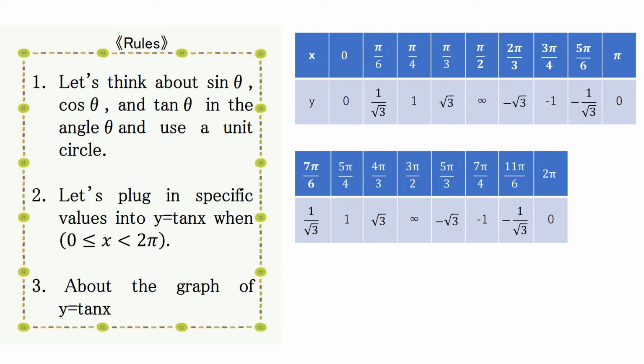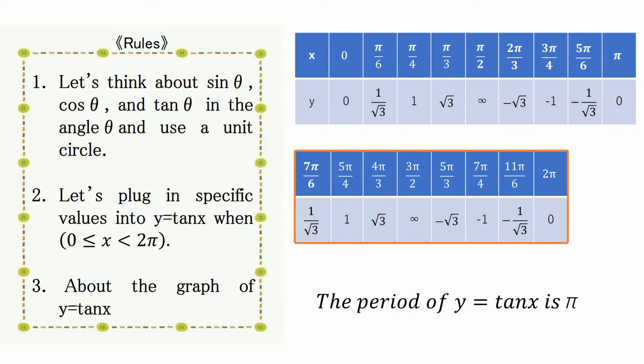By plugging in specific values for when x is greater than or equal to 0 and less than or equal to 2 pi, we see that tangent x has neither a max nor a min and takes on all values. Also, pi to 2 pi takes the same exact values as 0 to pi, so we know that the period of y equals tangent x is pi.